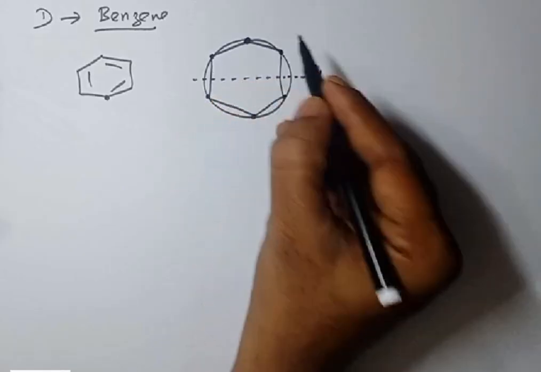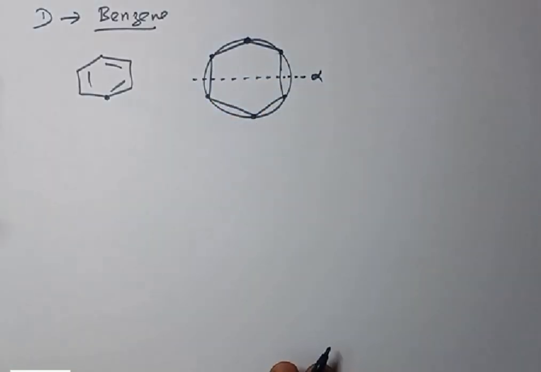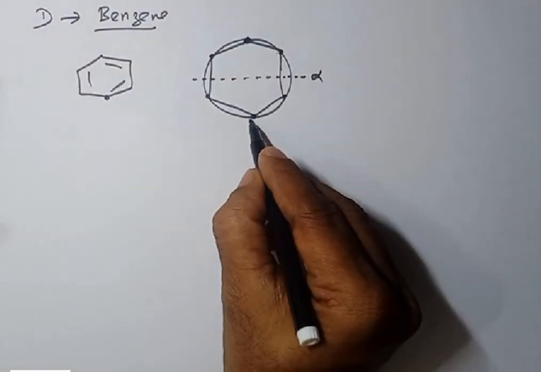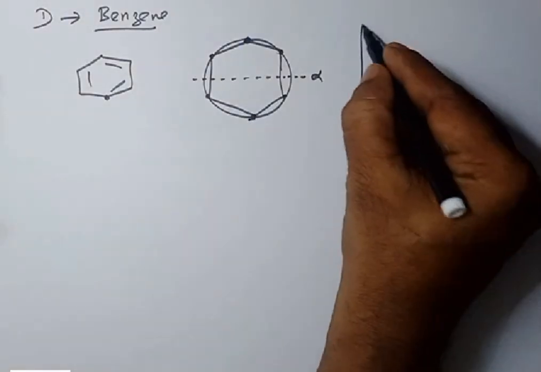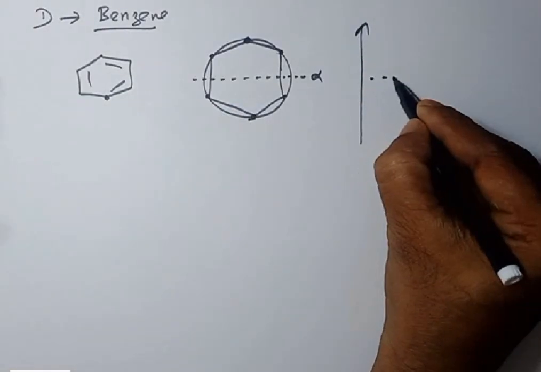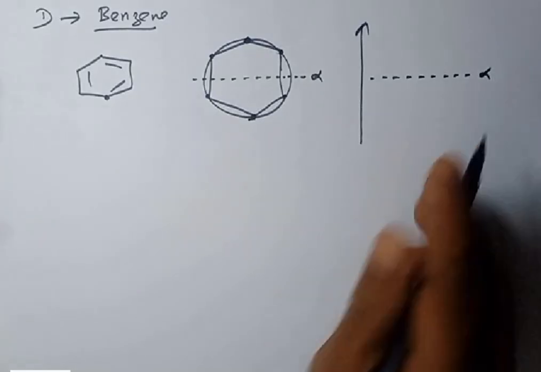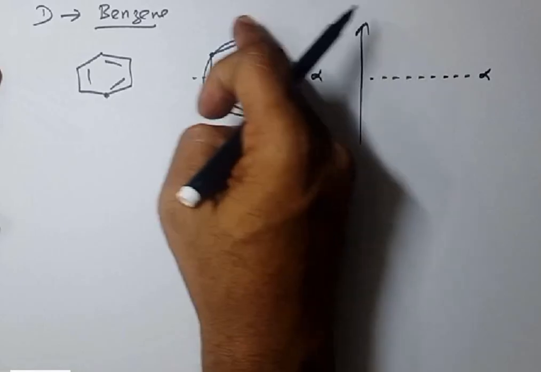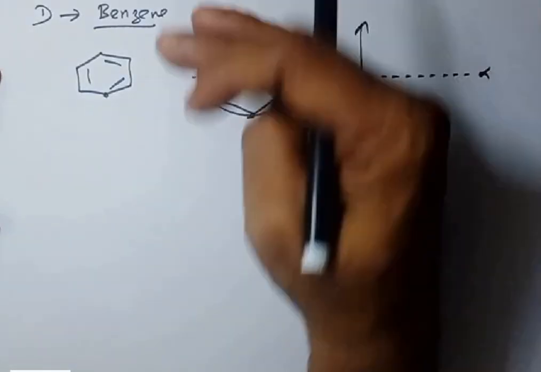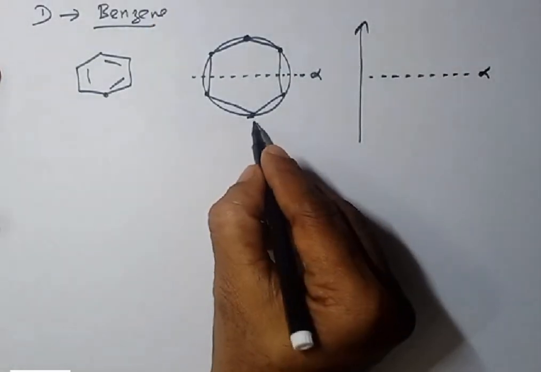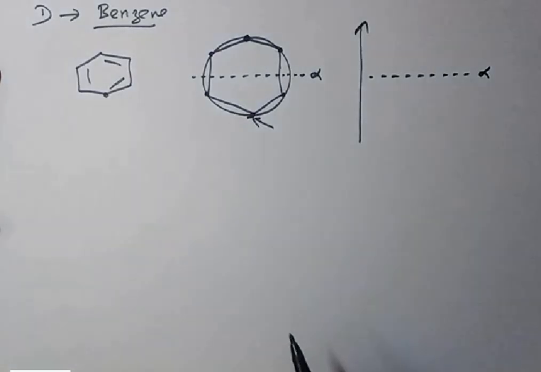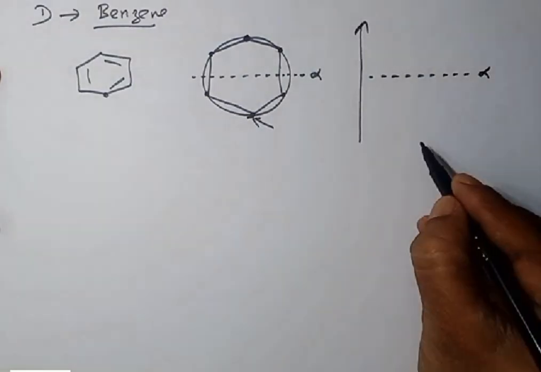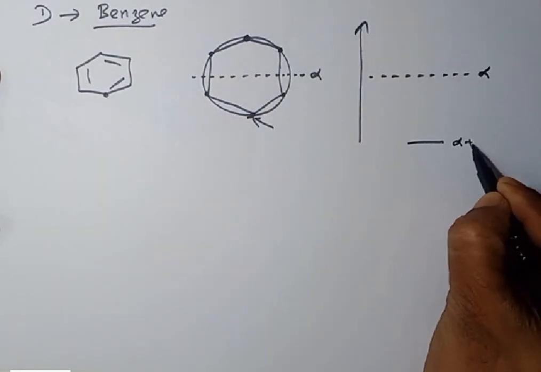We get a hexagon like this. Can anyone tell me what the energy of this is? Let me draw the energy of the molecular orbitals. We have the center, so this is alpha. Now I have three bonding molecular orbitals and three antibonding molecular orbitals. They are symmetrically located. What is the energy of the lowest? Alpha plus 2 beta.